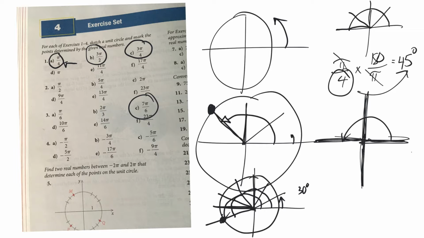The other question at the bottom here says find two real numbers that determine each of the points on the unit circle. So they're just looking for a rotation. To get to M, I look at M. It looks like that's the one like I just did, the 30-degree one. So there'd be 1, 2, 3, 4. So M would be 4/6 pi. Or you can simplify that too. 4/6 is the same as 2/3 pi. So M, I would say, is 2/3 pi.